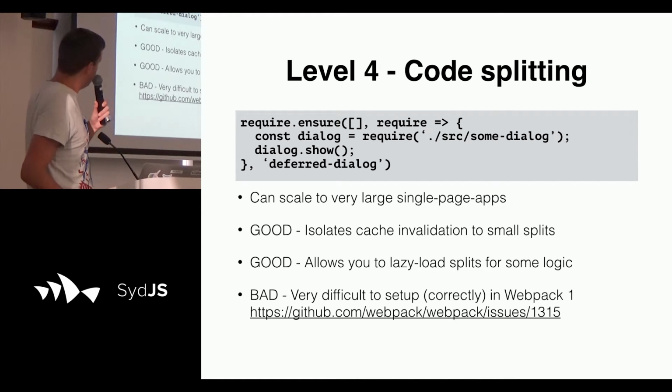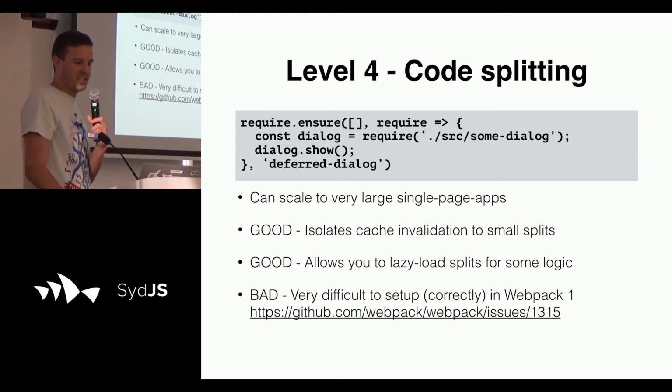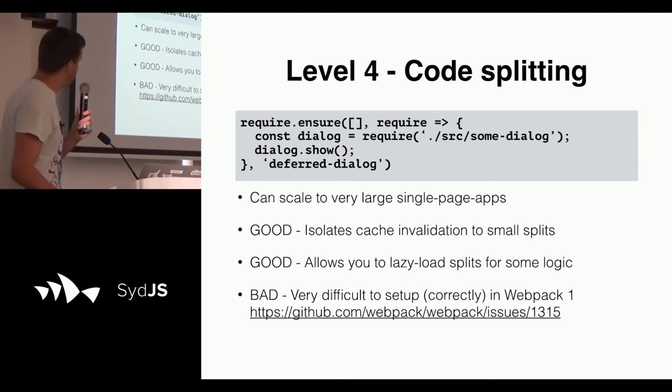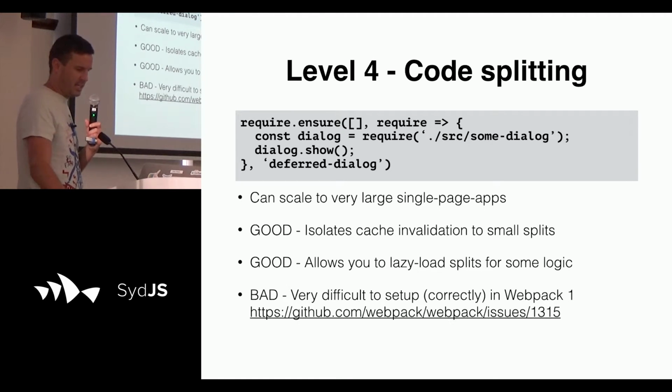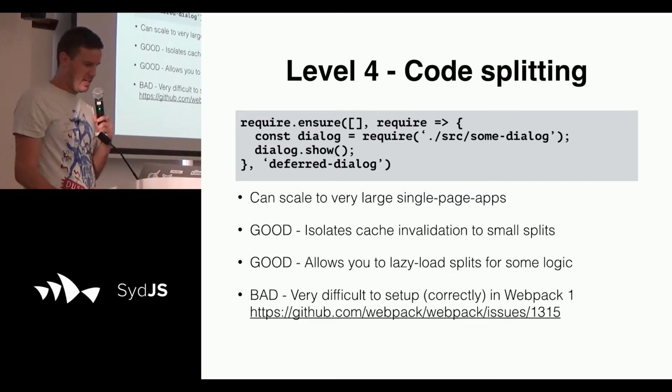So you can create a code split by wrapping your logic in a require.ensure, like in this example, and any dependencies inside the callback will be added into a new code split. In this example, the result will end up being called deferred dialog.js. That's the third parameter you see at the bottom.